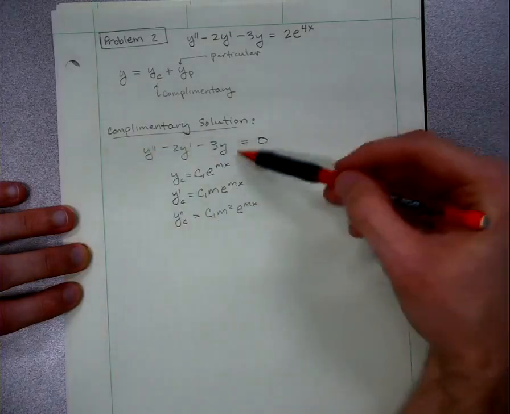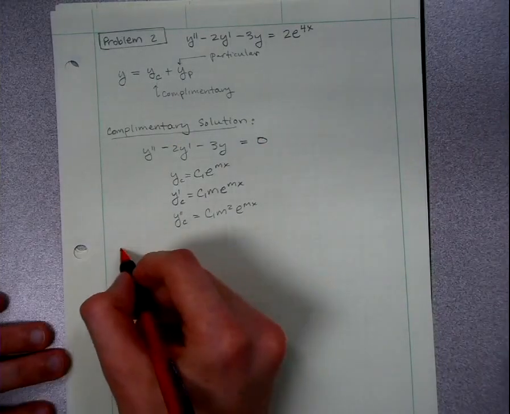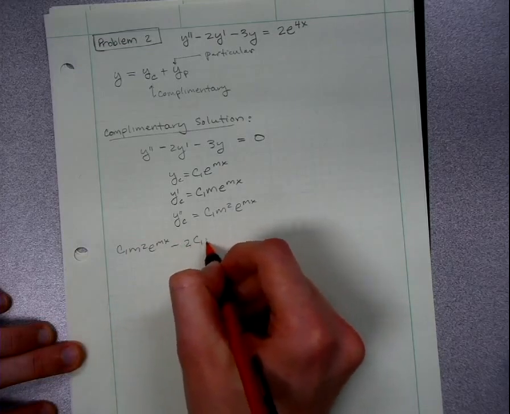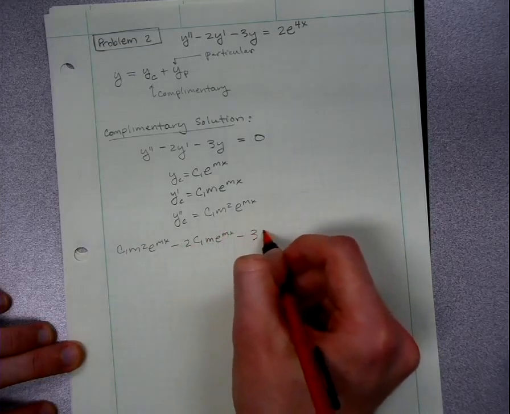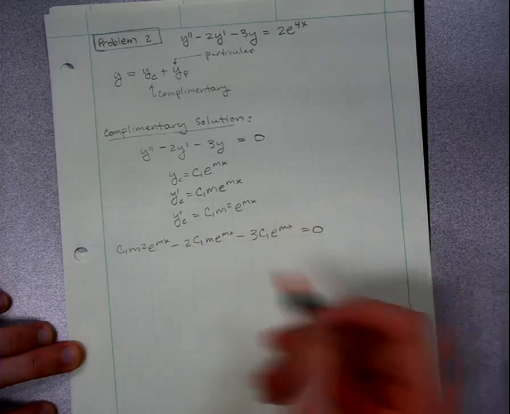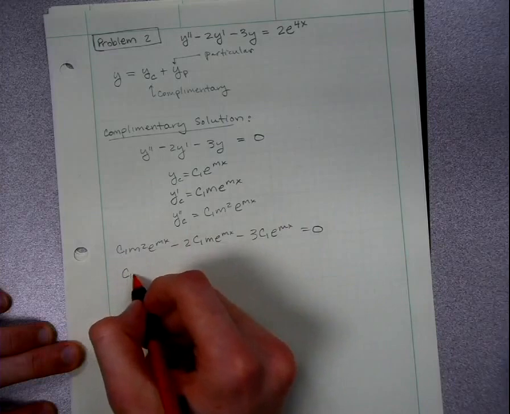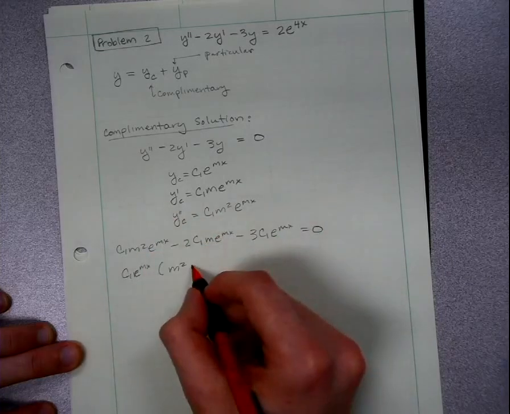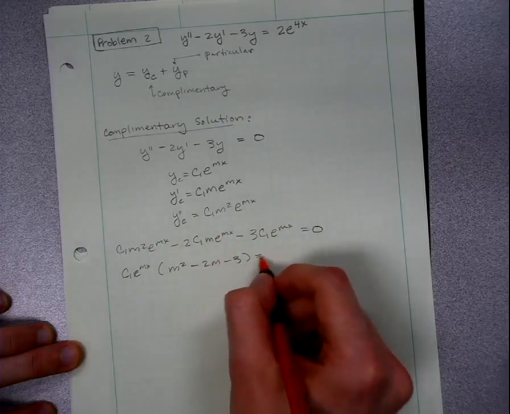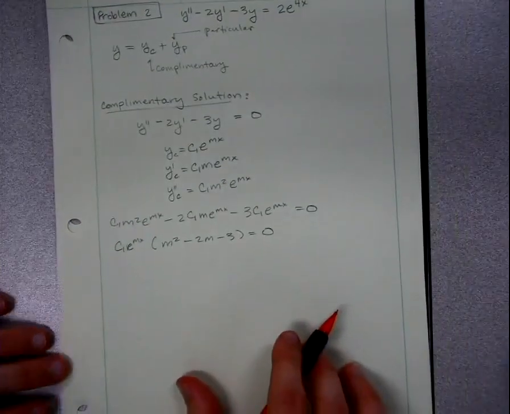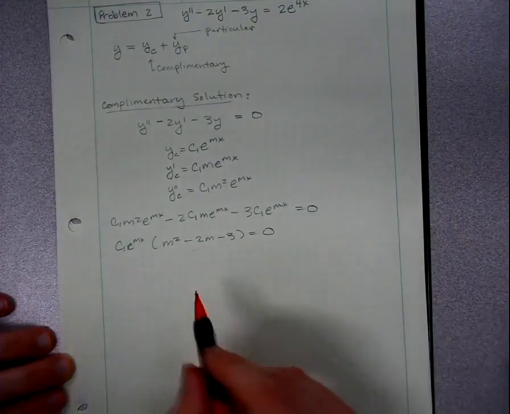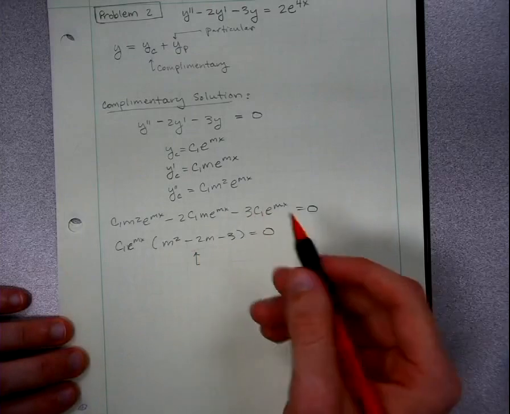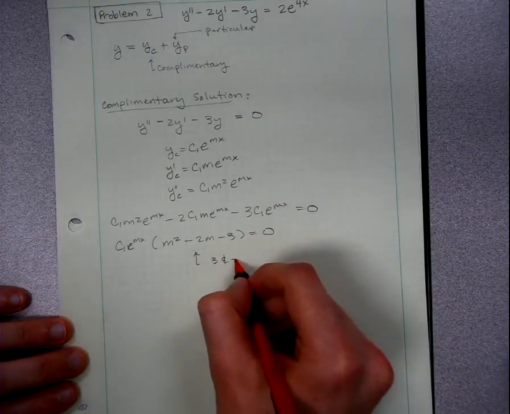Substitute these values back into here. We get c1 m squared e to mx minus 2c1 m e to the mx minus 3c1 e to the mx equals 0. Factoring out the c1 and the e to the mx, you get m squared minus 2m minus 3 equals 0. This is our auxiliary equation that we need to solve. Again, this is just what we've been doing all semester. Quadratic formula. Finding the roots of this, you get that they are 3 and negative 1.